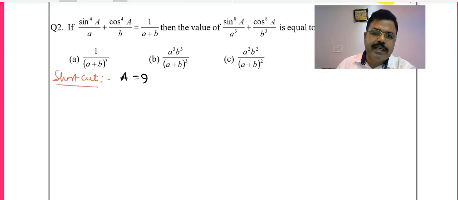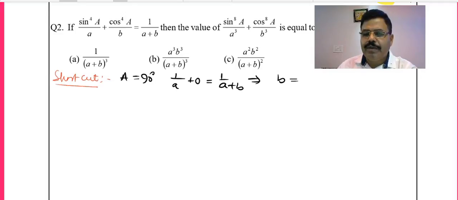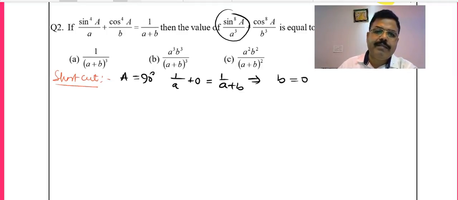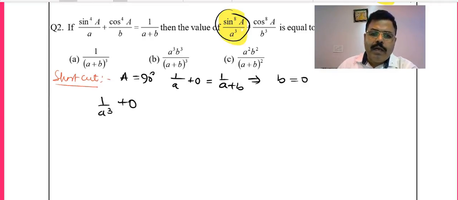If I put A is equal to 90 degrees, then what will happen? The left hand side in the question will be 1 by A plus 0 is equal to 1 by A plus B. So by comparing this, this is true if and only if B is equal to 0. Putting it in the question, the same thing, you will be able to put the same value here. If I put this as 90 degrees, then again A is 90, then this will be 1 AQ and this will be 0 plus 0 AQ plus 0, and that will be 1 by AQ, right? And in the option, if I put A is equal to 0, B is equal to 0, then what will happen? A will satisfy. So that will imply your answer is A.